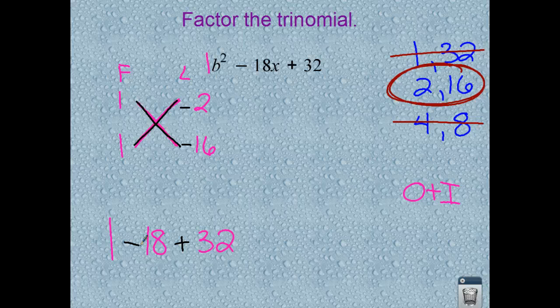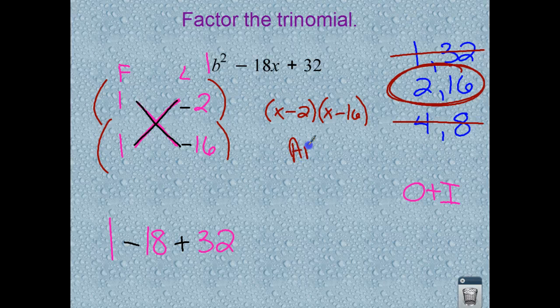All right, so let's group this as a final answer. Right across here, horizontally, 1x minus 2 multiplied by 1x minus 16. Final answer, right here.